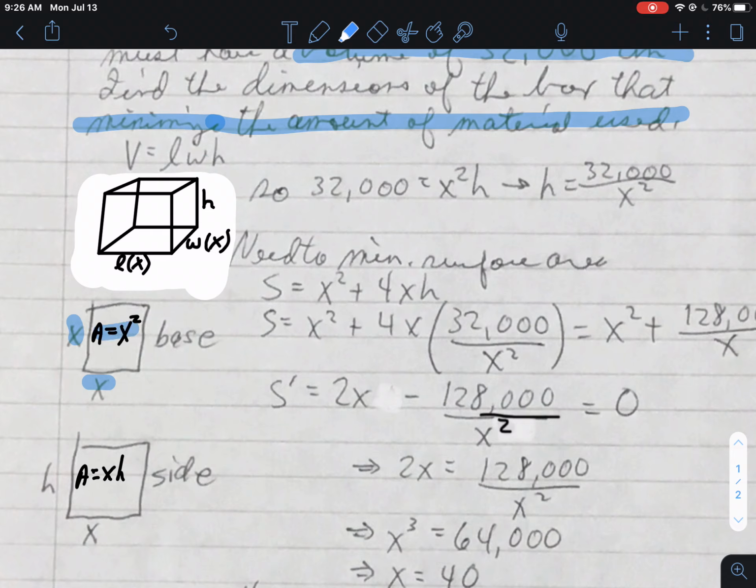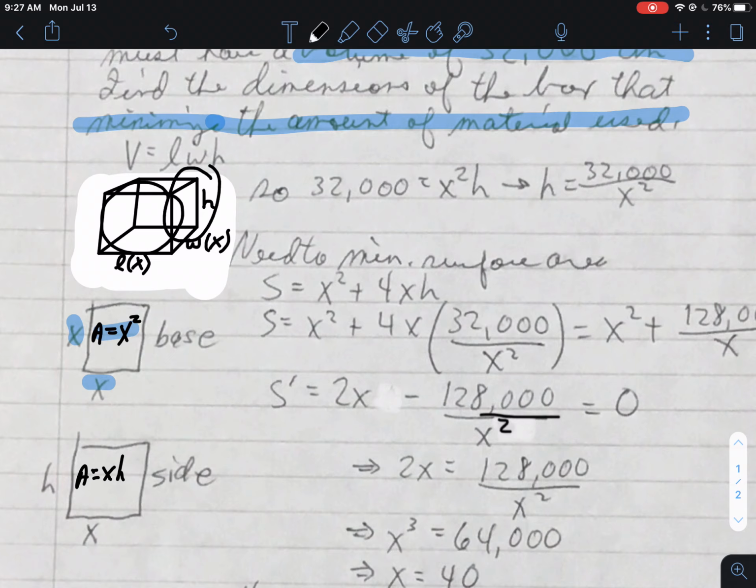Now, the box also has four sides. Notice for each of those sides, whether it's the side on the left or the right, since the length and the width are the same, then the area of each of our sides is x times h. Say for this side, it would be w times h. For this side, it would be L times h, for the area of each of those sides.